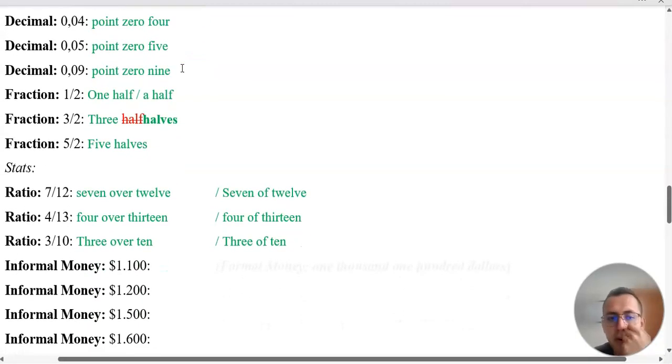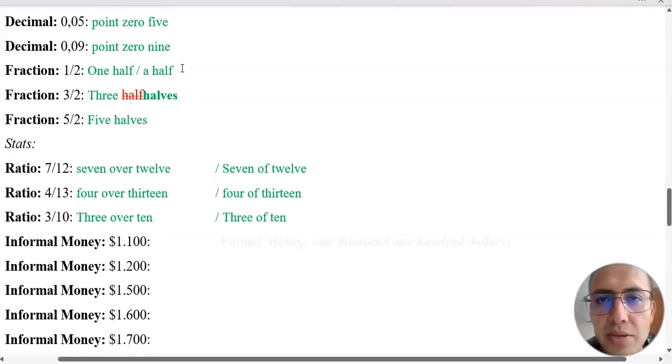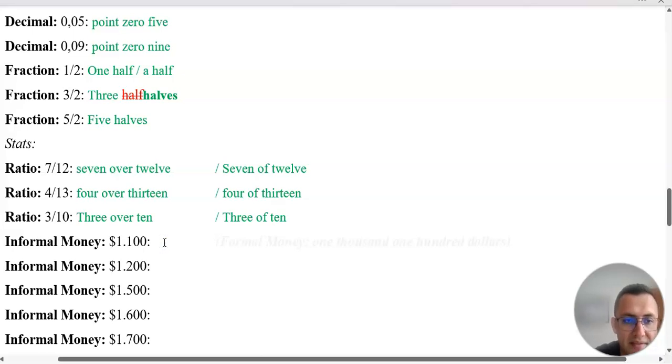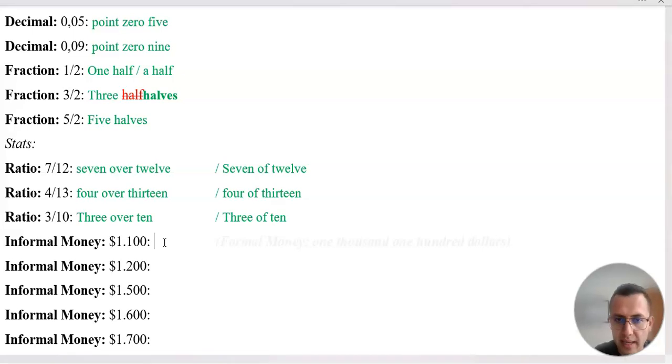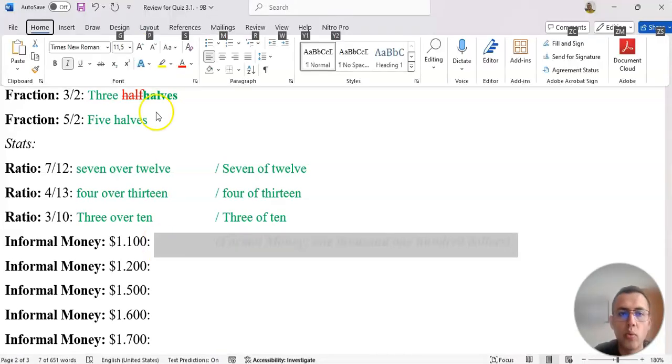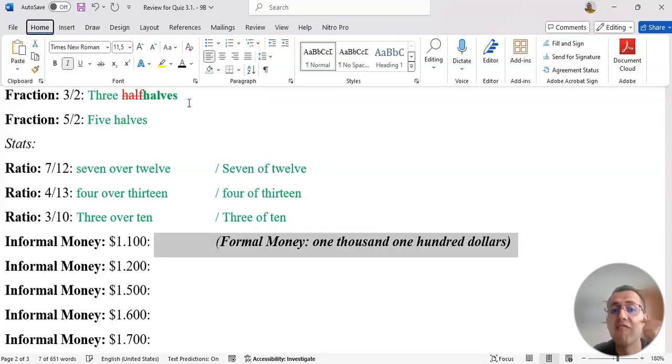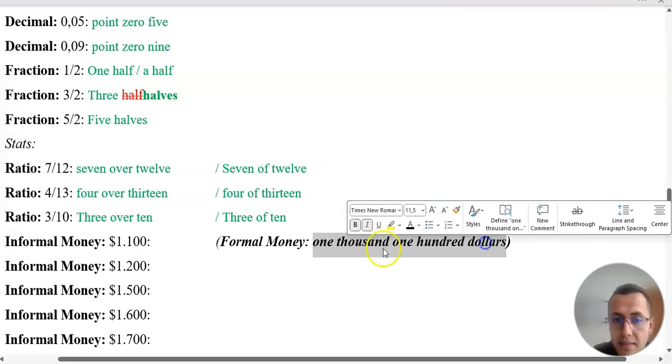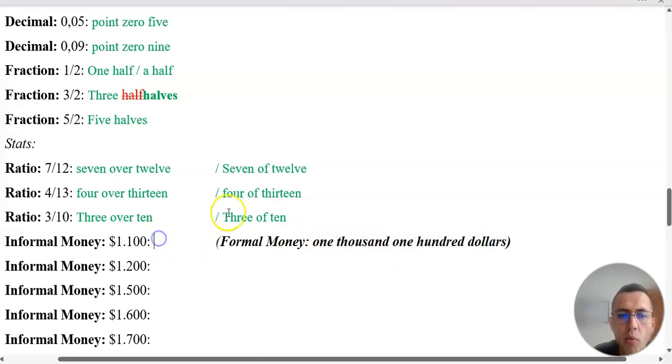Now we continue with the final part. The final part is the most interesting because we speak about informal money. So, in the context of informal money, we have, for example, $1,100. Remember that in the formal context, we would say $1,100. However, in the context of informal money, we separate in groups of 2.